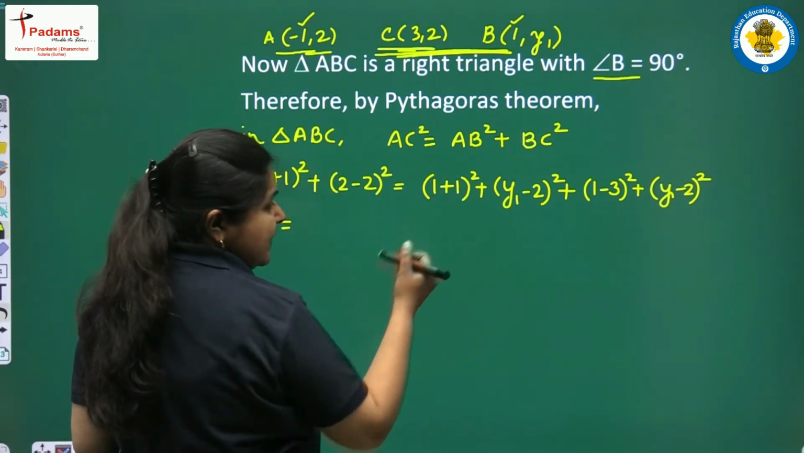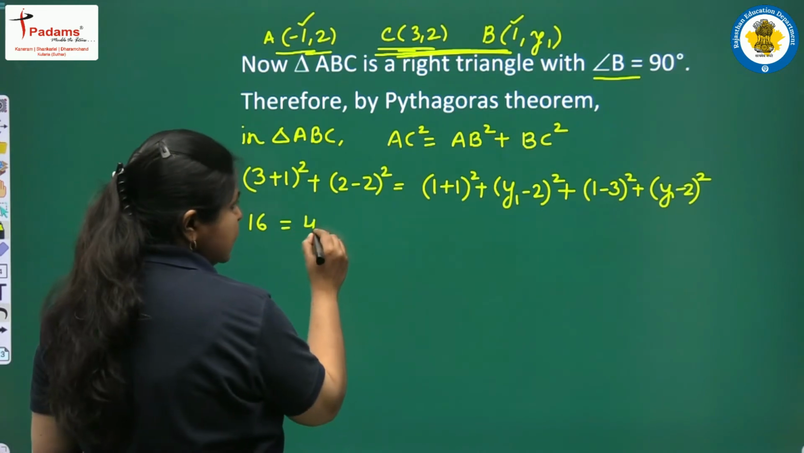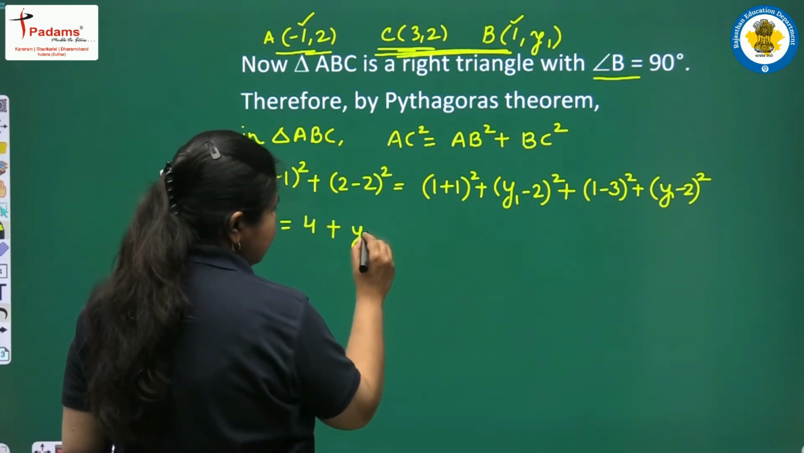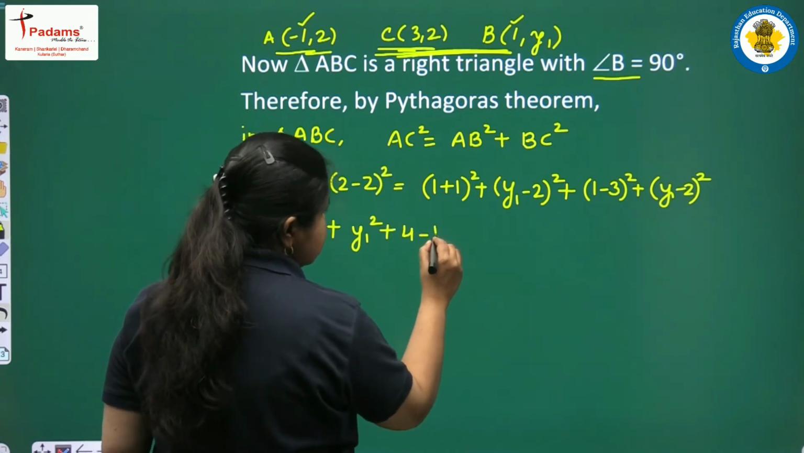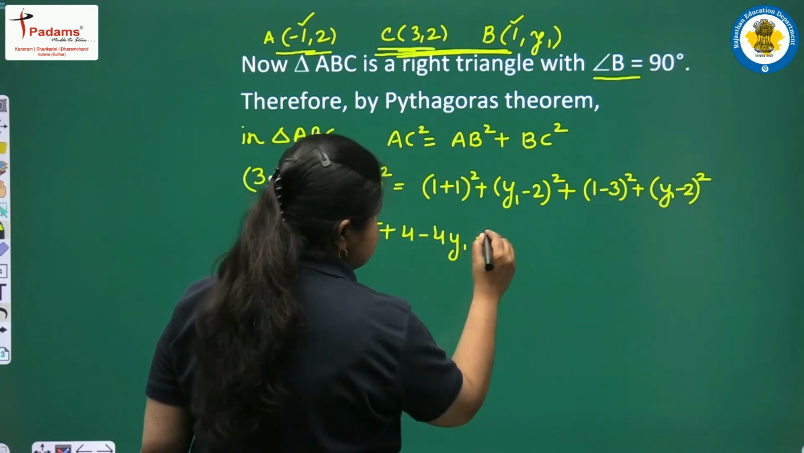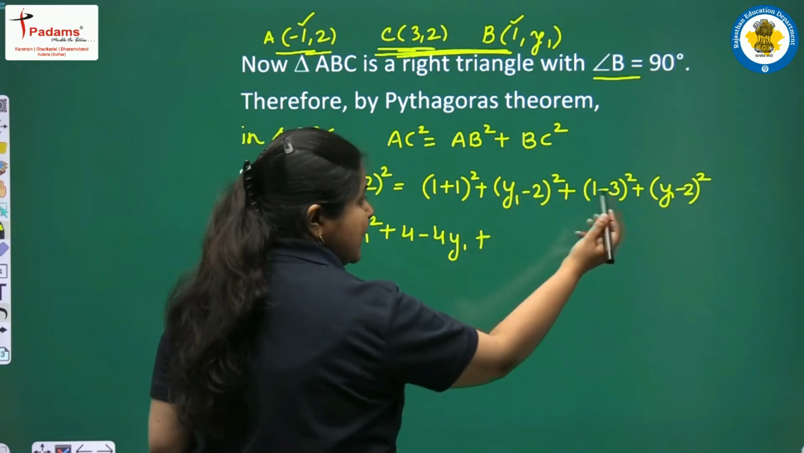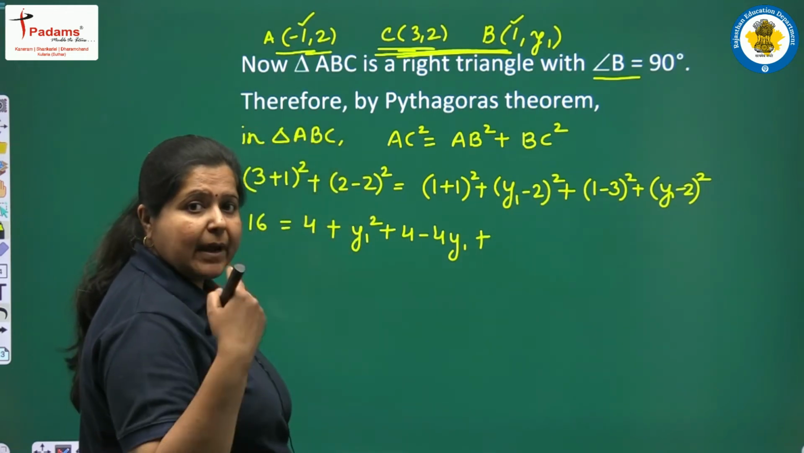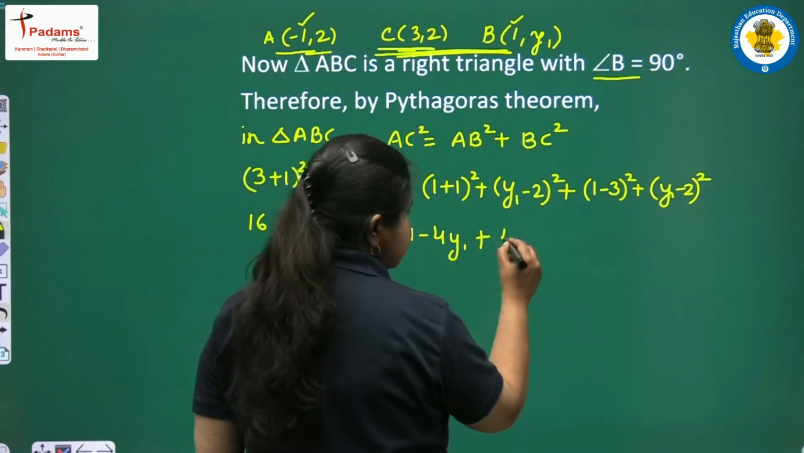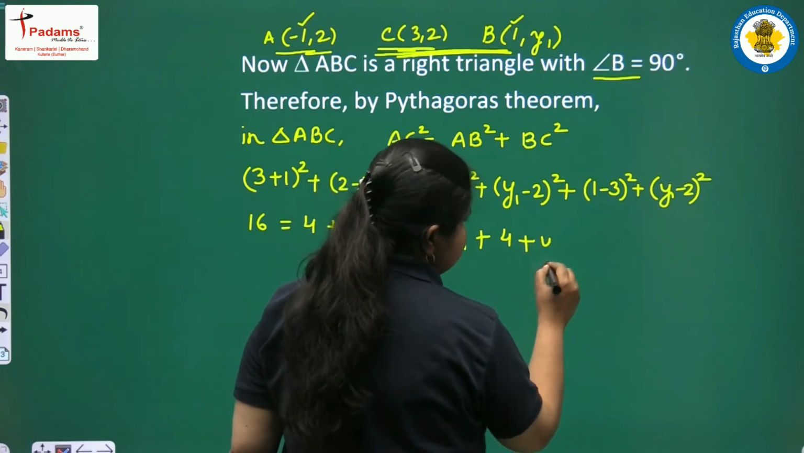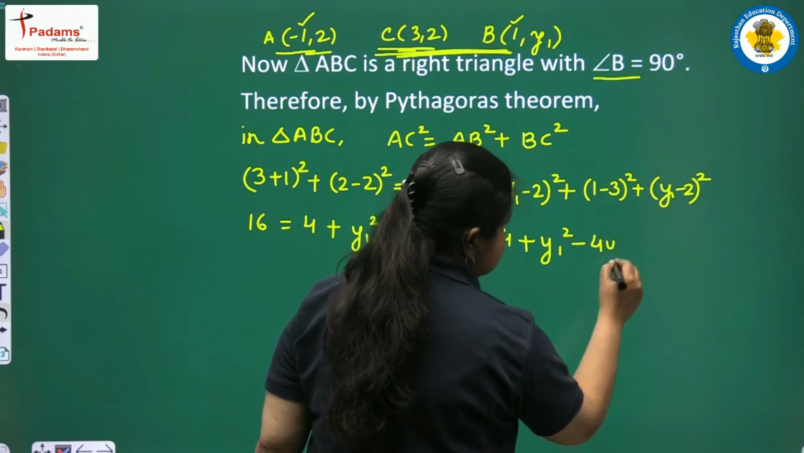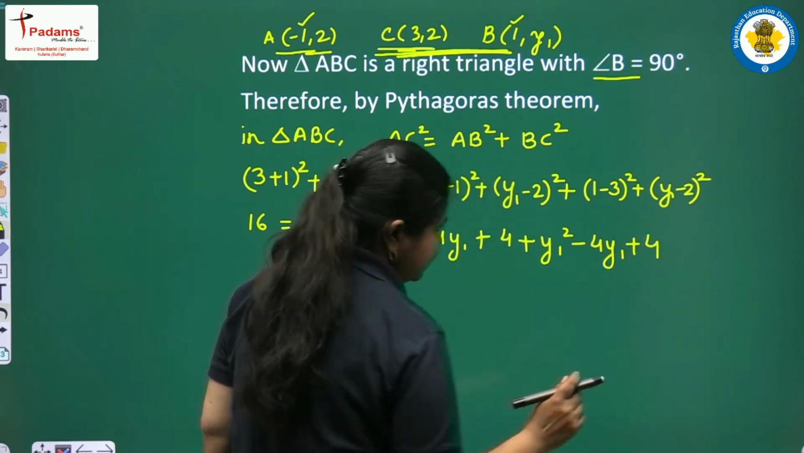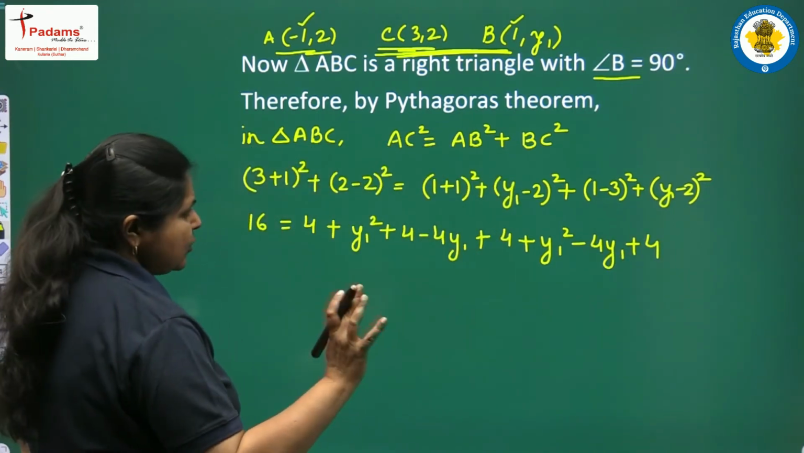Now 1 plus 1 is 2. 2 square is 4. Here we will have y1 square plus 4 minus 4y1. Here 1 minus 3 is minus 2, and minus 2 whole square is again 4. So we write here 4, and here we will have y1 square minus 4y1 plus 4. Now we need to simplify all these things.